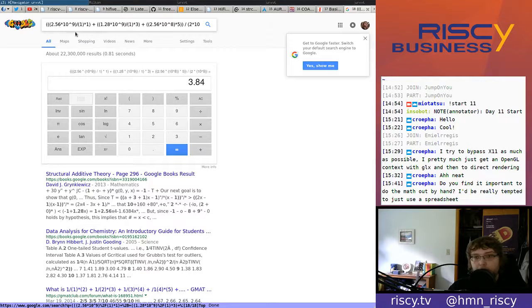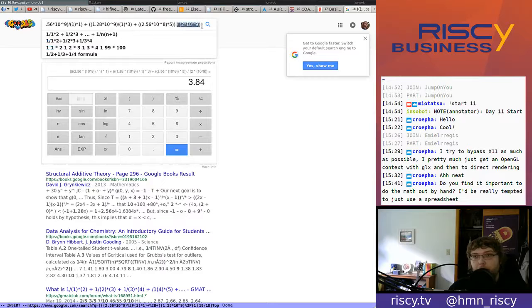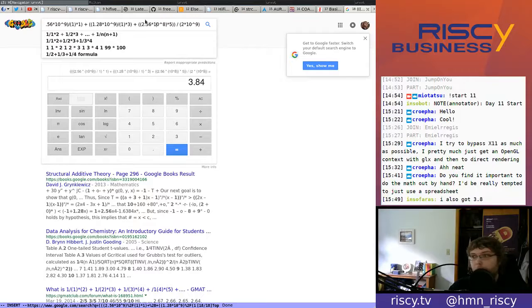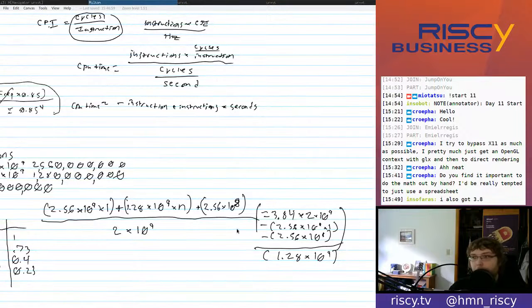So 2.56 times 10 to the 9th, the divide by 1 does nothing, times 1, plus 1.28 times 10 to the 9th, divided by 1 times 3. This one's times 5. Dividing by the 2 times 10 to the 9th. Okay, so at least I'm not alone in my algebra giving me 3.8.